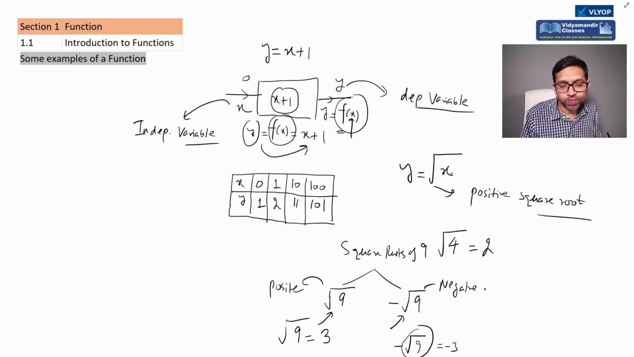So that is very important. So in this case, you can understand that y can only take positive values. Y cannot take negative values because we're taking a positive square root of the values of x. So y will always be positive.